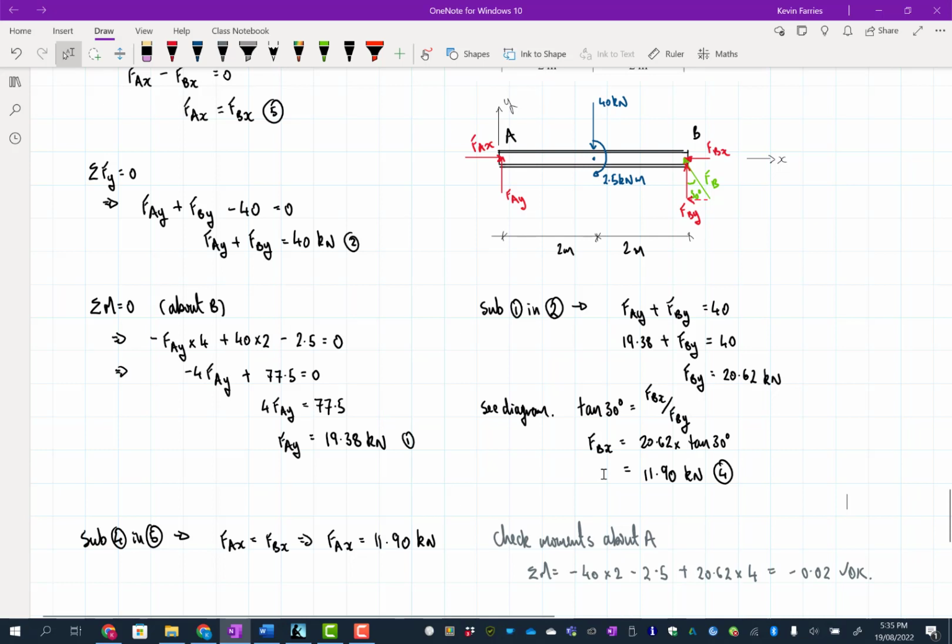And then what have I done? Then we've checked the moments about A. This is just a check to make sure it's okay. I've taken the moments around A and I'm just going to check that they do all balance out, and it does. You can always check that you've got the right answer just by using the other side. It should still be 0 if all these reactions are correct. You should get 0 moment at this end as well, and we did. So that's that done. We've got all the reactions now.